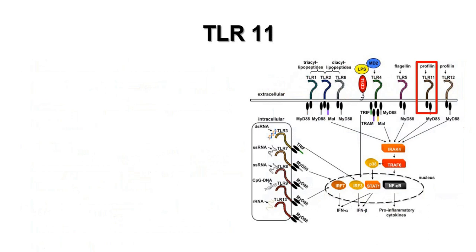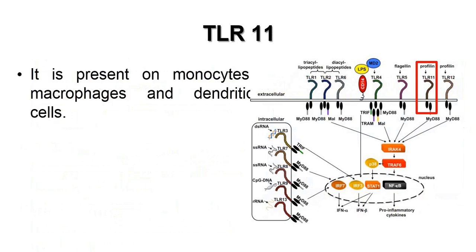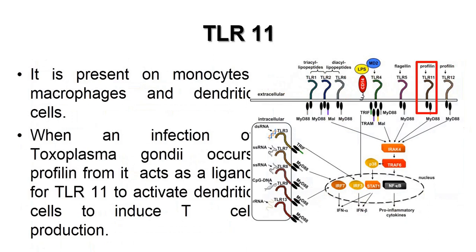TLR11 is present in monocytes, macrophages and dendritic cells. Whenever you have an infection of Toxoplasma gondii, the ligand is profilin, and it prompts the dendritic cells for proliferation. I am not going into the detail.